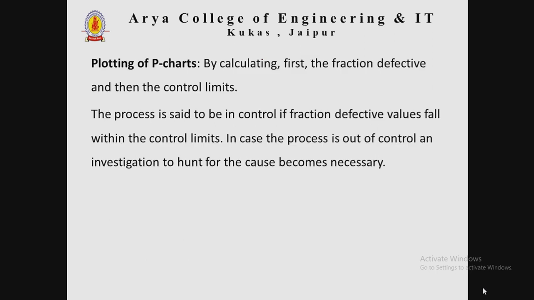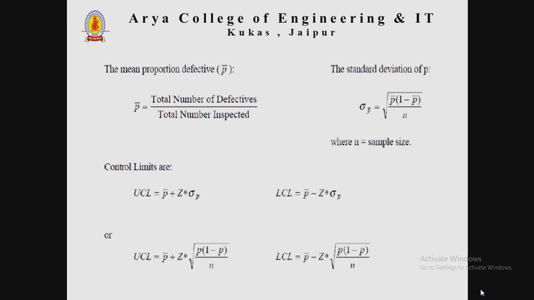We can plot the P chart by first calculating the fraction defective, then the control limits, as we earlier saw for variables. We can calculate the UCL, LCL and CL. The formula for the mean proportion defective, P bar, is equal to the total number of defectives upon the total number inspected. The standard deviation, sigma P bar, is equal to root of P bar into bracket 1 minus P bar bracket close, upon n. n is the sample size.